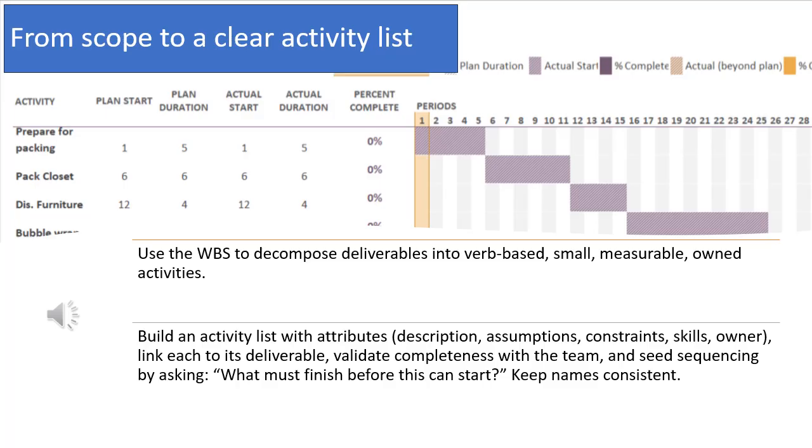Link each activity to its deliverable. Validate completeness with the team. Ask what must finish before this can start. This seeds sequencing later. Keep names consistent for easy tracking.